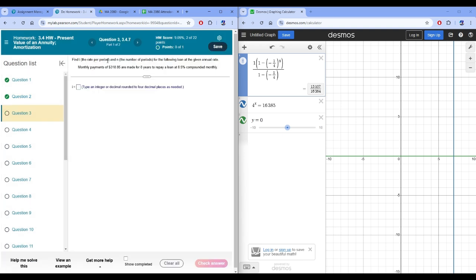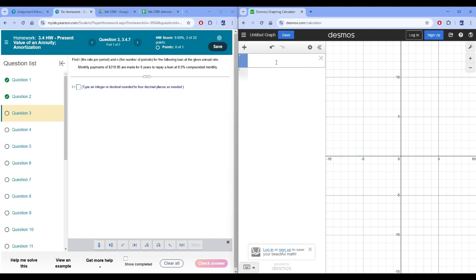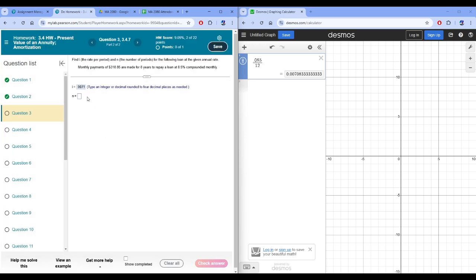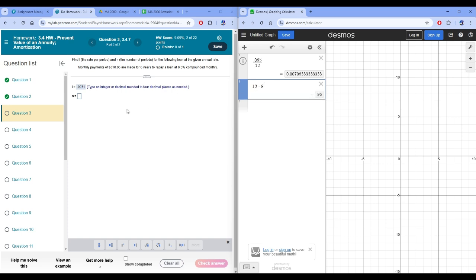Find the I, the rate per period, and N, the number of periods of the following loan at the given annual rate. Monthly payments of $318.85 are made for 8 years to repay a loan at 8.5%. I is obviously going to be 0.085 divided by 12, which gives us, type it to 4 decimal places, 0.1231. N is the number of payments, so that's going to be 12 times 8, 96.